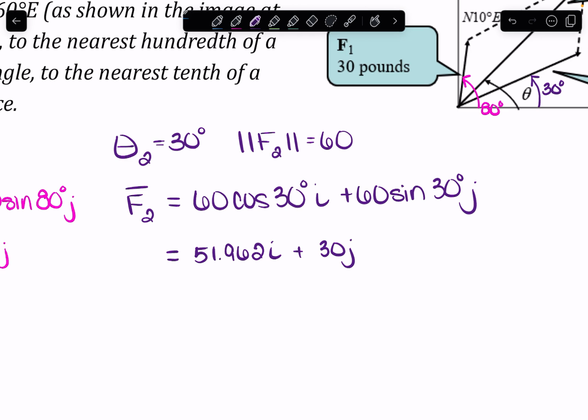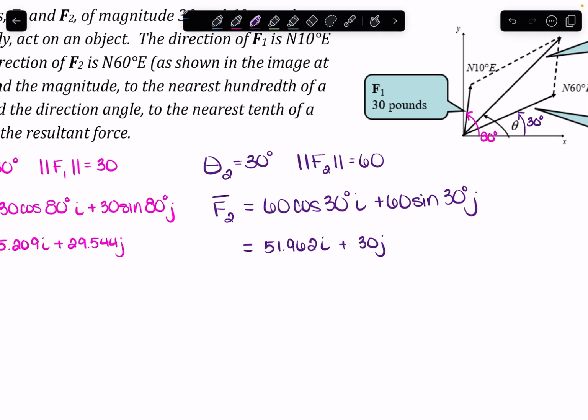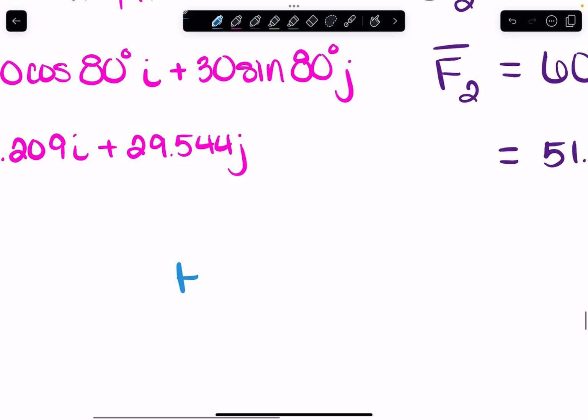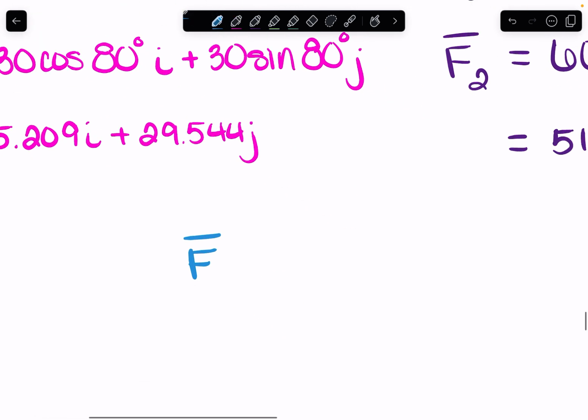The resulting force, both of these forces are being applied in the same direction. Therefore, our resulting force is going to be a sum. If they're in different directions, that's where we get complicated. But they are applied in the same direction, so we're going to add to get our final force. So our force, F bar, is going to be found by adding the corresponding components. So I'm going to take my i terms and add them, and I'm going to take my j terms and add them.